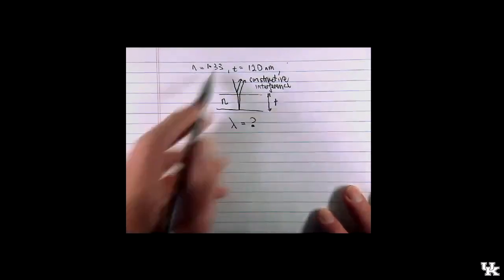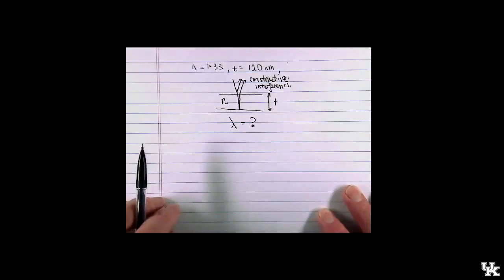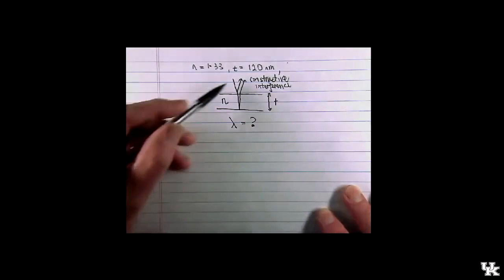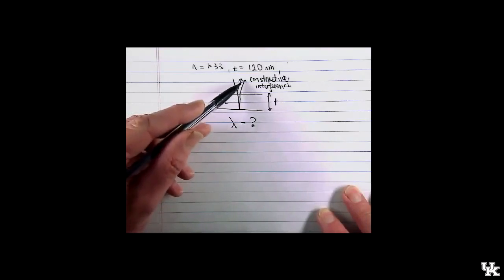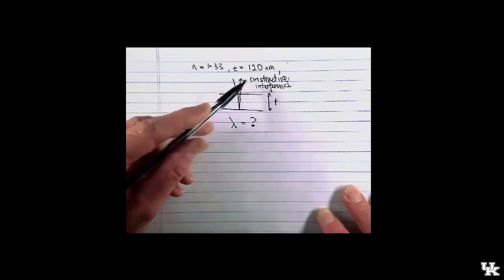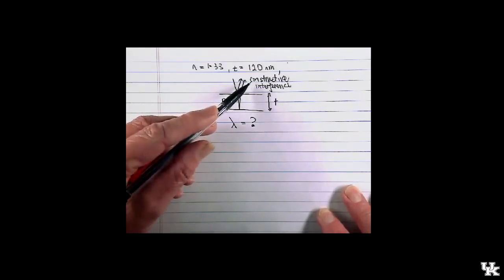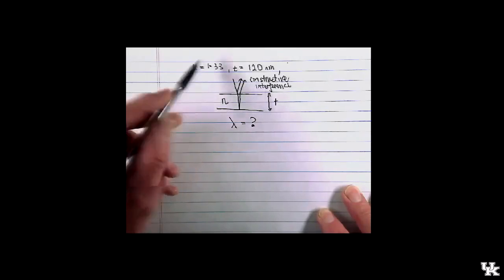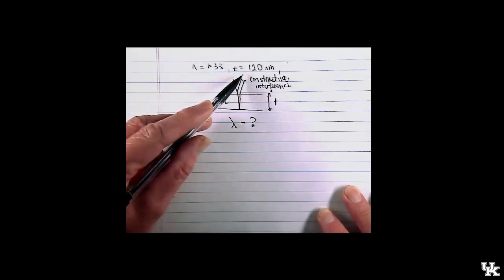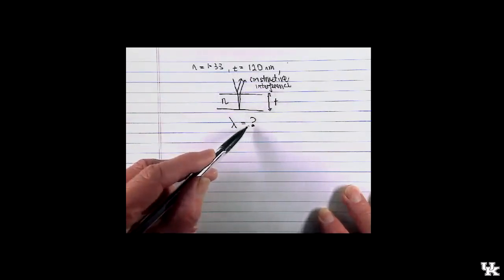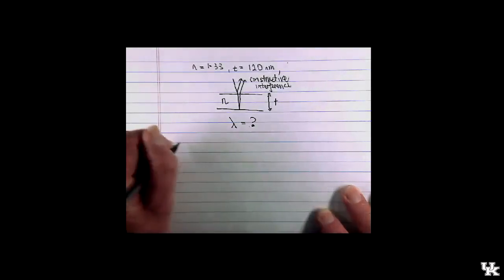Okay, so I sketched out the problem here. Here's the incoming ray, and then we've got the two reflected rays from the top surface and bottom surface. We're imagining a bright color being reflected, so constructive interference. We know the refractive index is 1.33. We know the thickness is 120 nanometers. We want to know the wavelength. So I'm going to guess m equals 0.